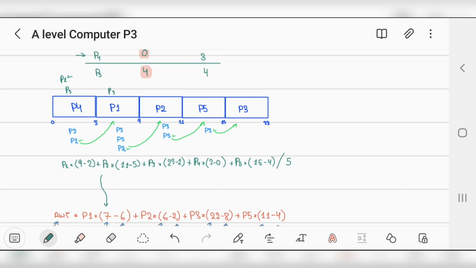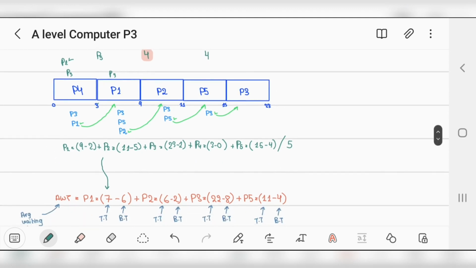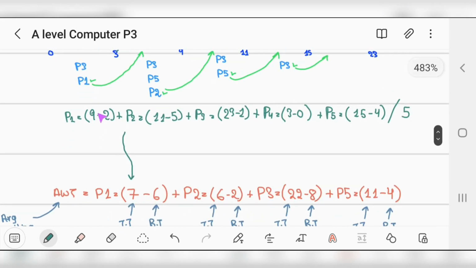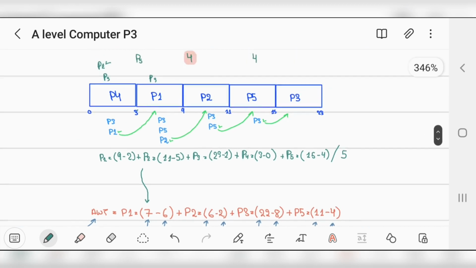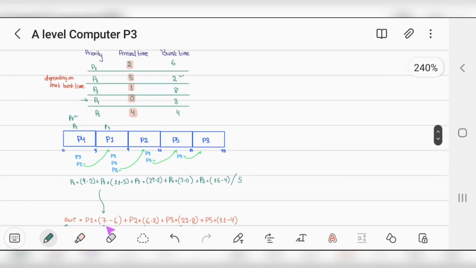Now finding the average waiting time. For P1, the turnaround time is already calculated, 7, minus the burst time, which is 6. P2 is 6, minus the burst time of 2. For P3 I got 22 and the burst time is 8. P4 is 3 and the burst time is also 3. That's why it is 0.